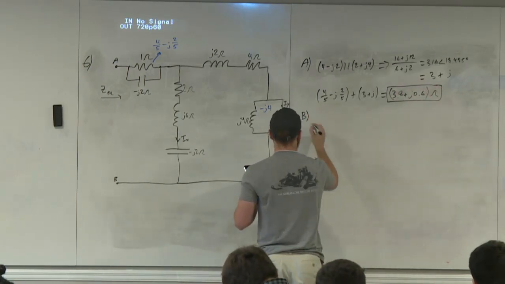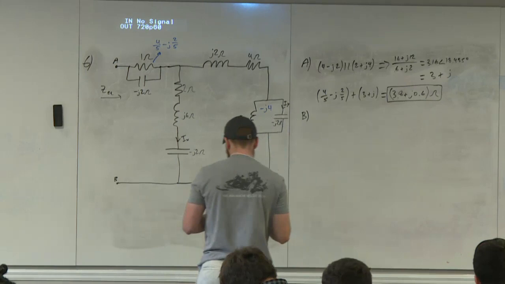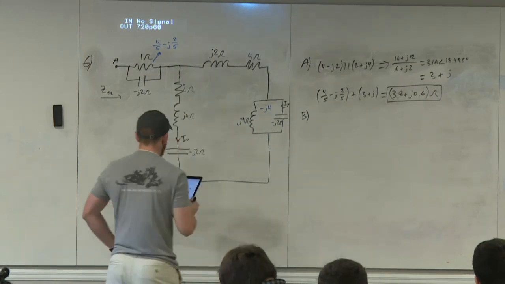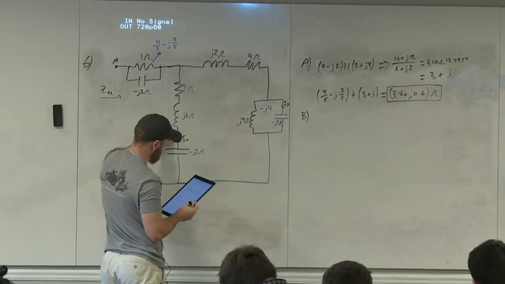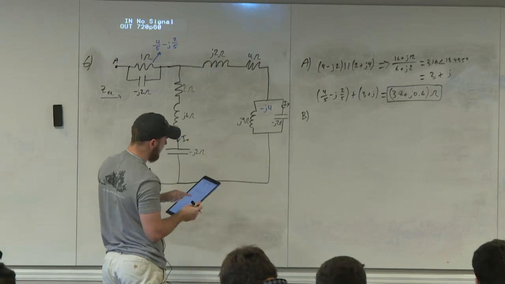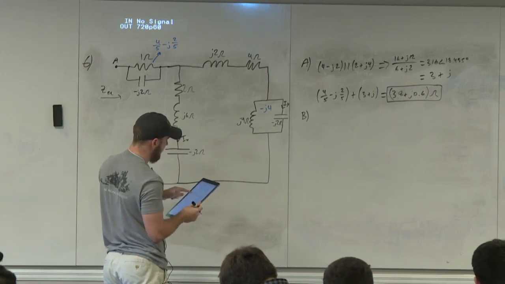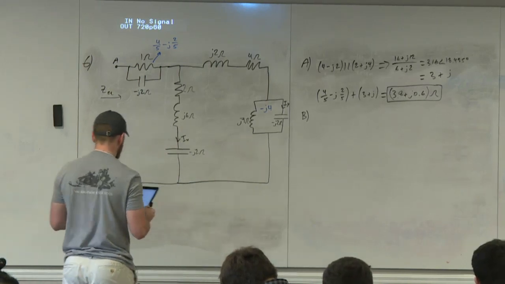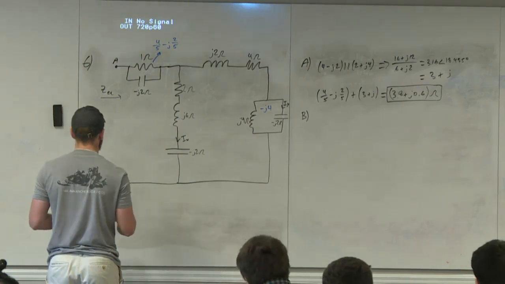Part B. They want us to calculate the phasor current Ix if a 2 angle 0 degrees independent current source is connected to the terminals A and B. So we're just going to draw that.